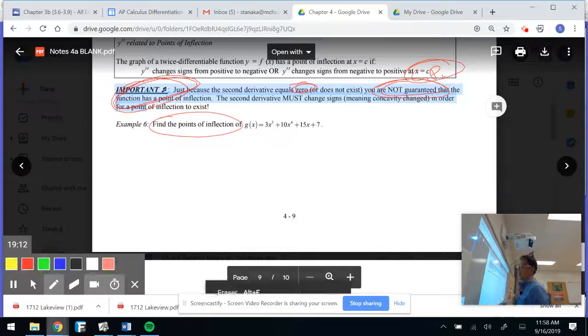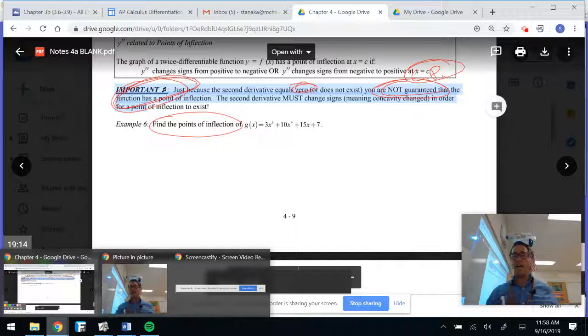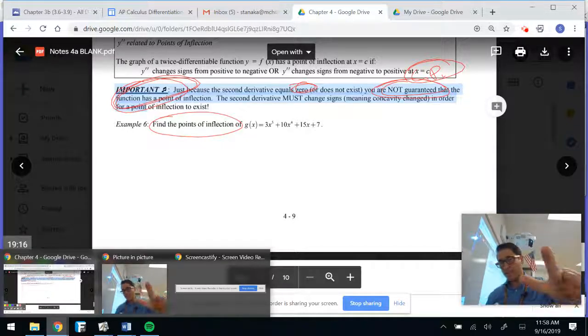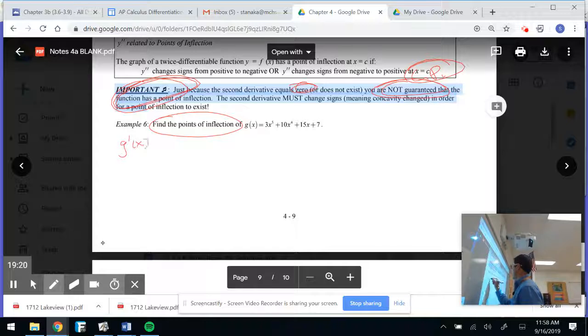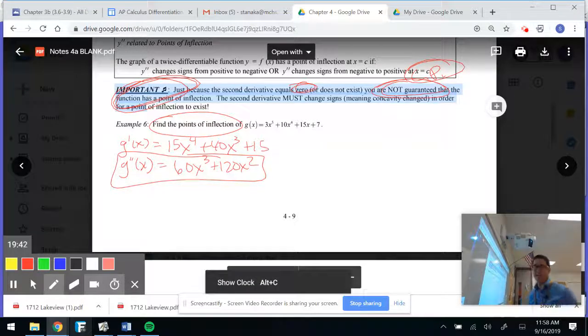Find the points of inflection. Points of inflection, concave up, concave down, all ding, ding, ding, second derivative, right? So let's go ahead and find the second derivative. In order to find the second derivative, we have to find the first derivative: 15x to the 4th plus 40x cubed plus 15. If I wanted to find increasing, decreasing, max, mins, I would use that. But I'm going to go here and get 60x to the 3rd plus 120x squared. That is going to tell me points of inflection, concave up, concave down.